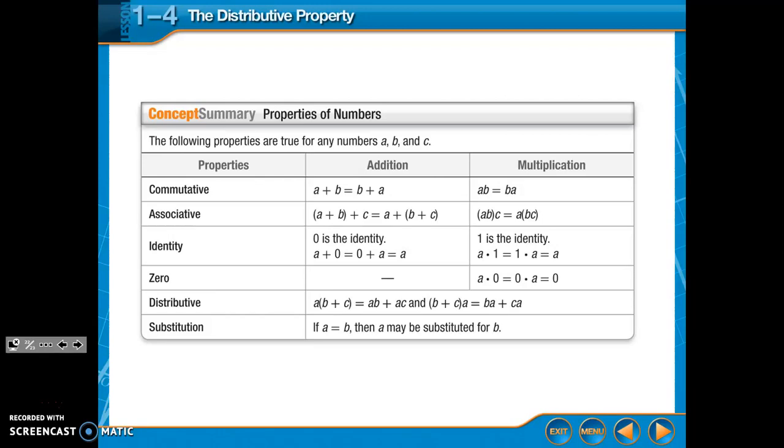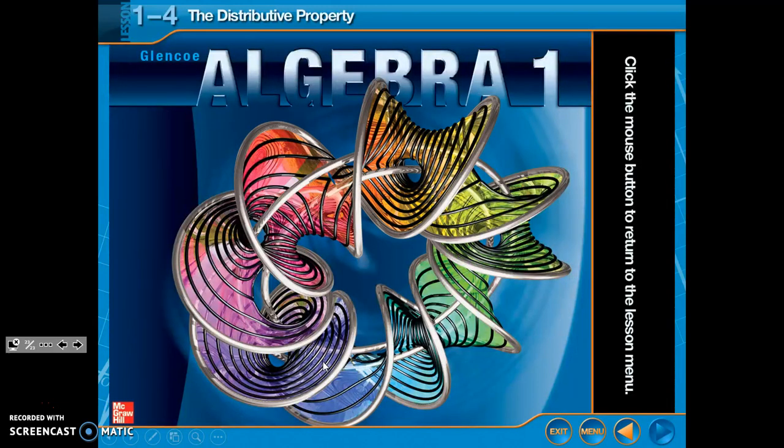Okay? There is no zero property for addition, but for multiplication, any number times 0 is 0. The distributive we just learned today. And substitution, if A equals B, then A may be substituted for B. So we can replace something if they're equal. Okay, and that's the end of the lesson for tonight.